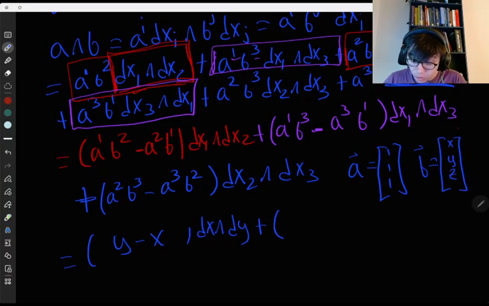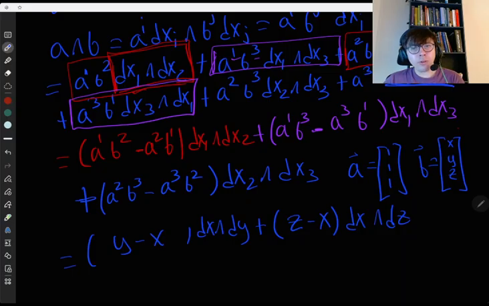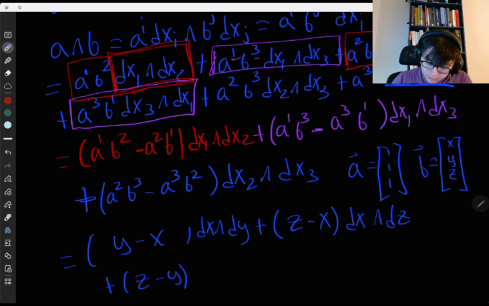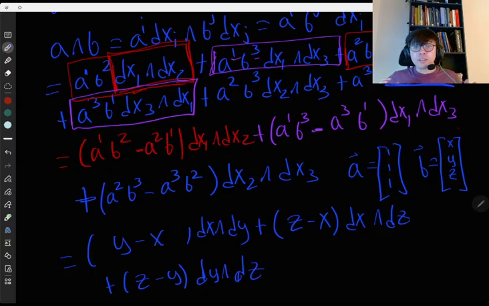If we plug in this one, the a is always going to be 1, so let's just focus on the b's. The b's is just going to be z minus x dx wedge dz. That's kind of looking like something above. And so finally, we get the last formula. Z minus y dy wedge dz.